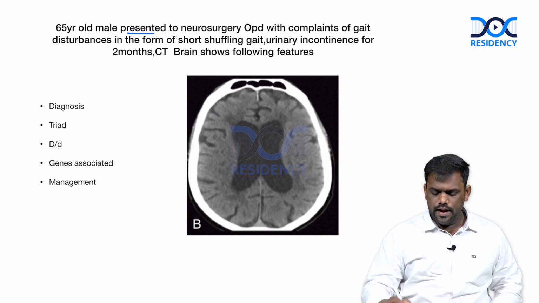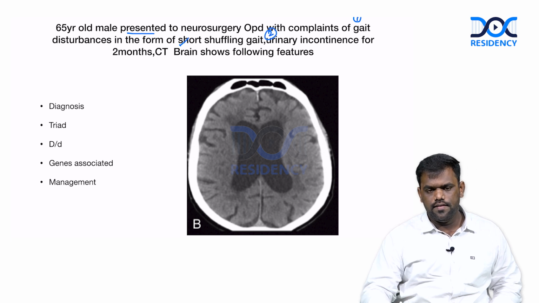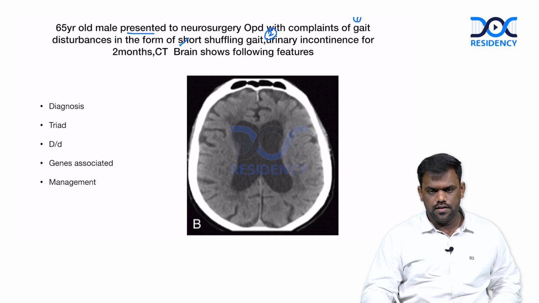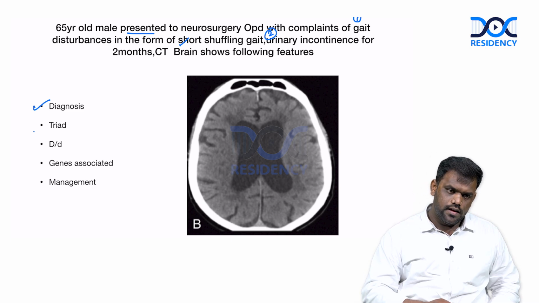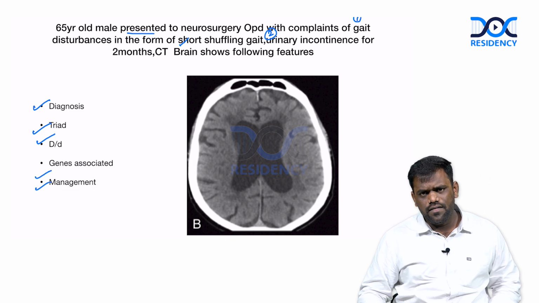presented to the neurosurgery OPD with complaints of gait disturbances, in the form of short shuffling gait, and urinary incontinence, for 2 months. And the CT brain shows the following features. So what is the diagnosis? Triad, differential diagnosis, genes associated with it, and management. So what are the various things?